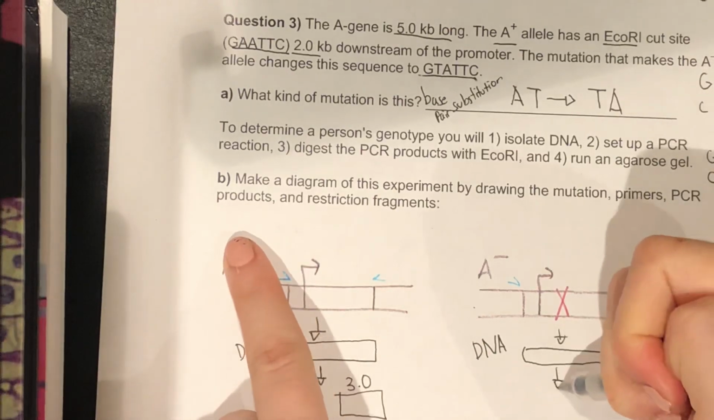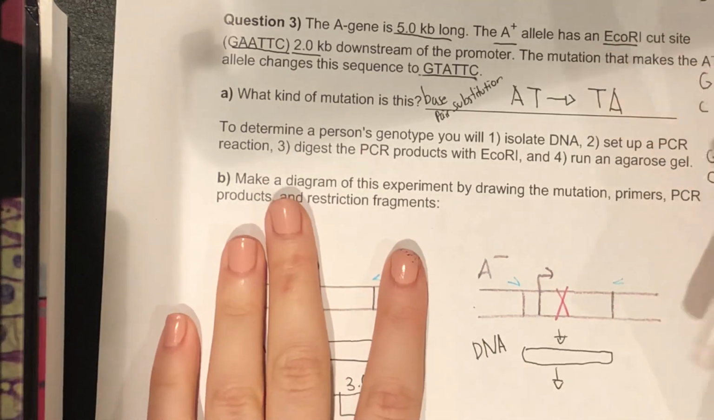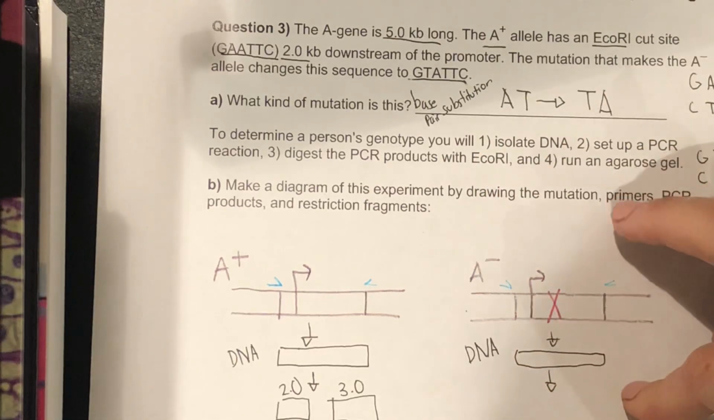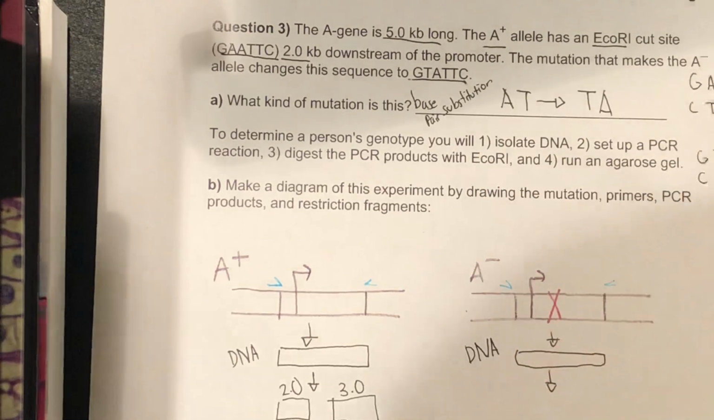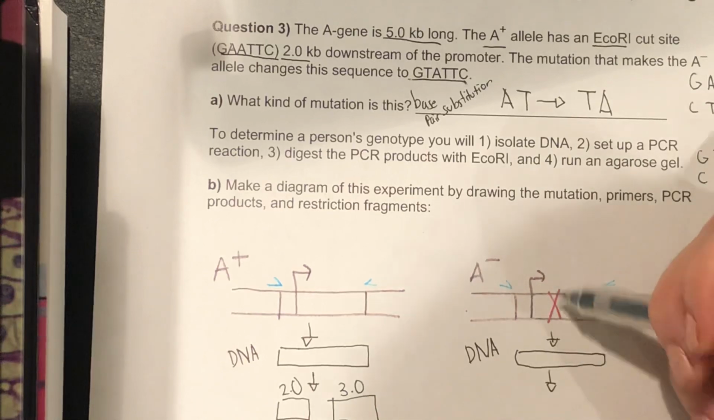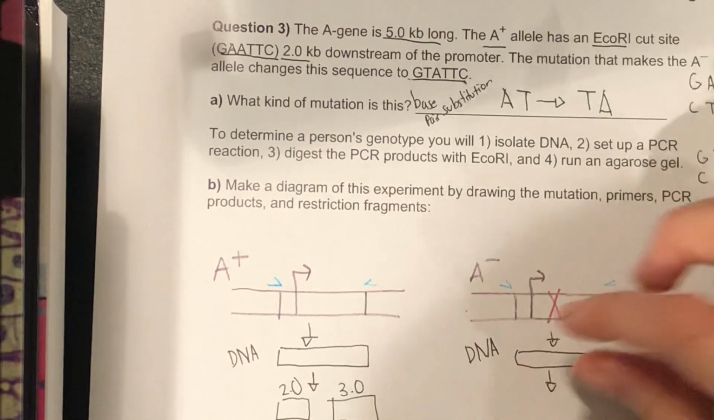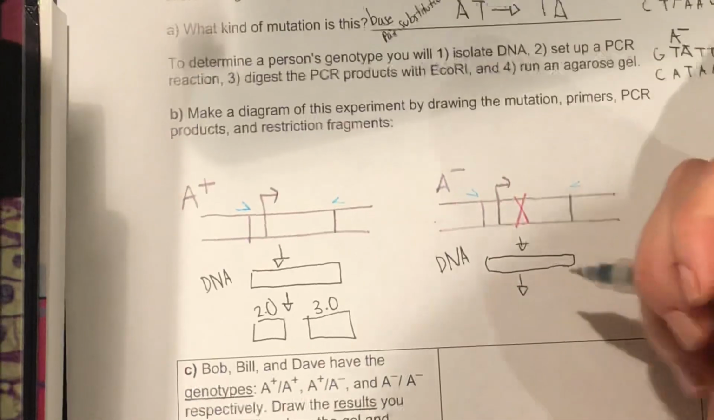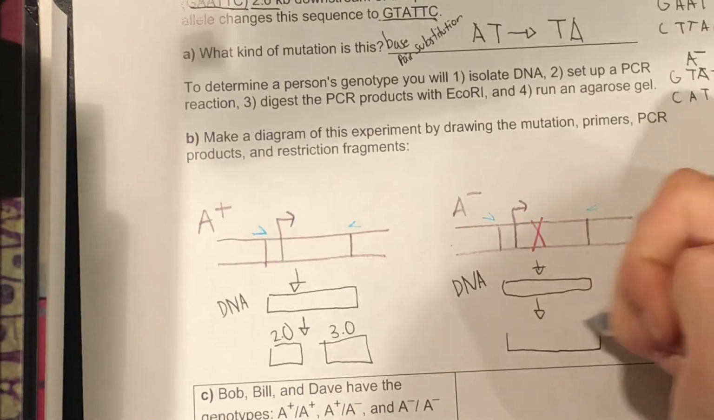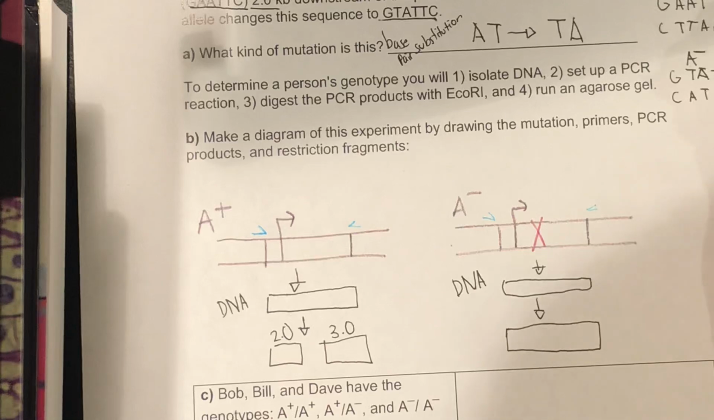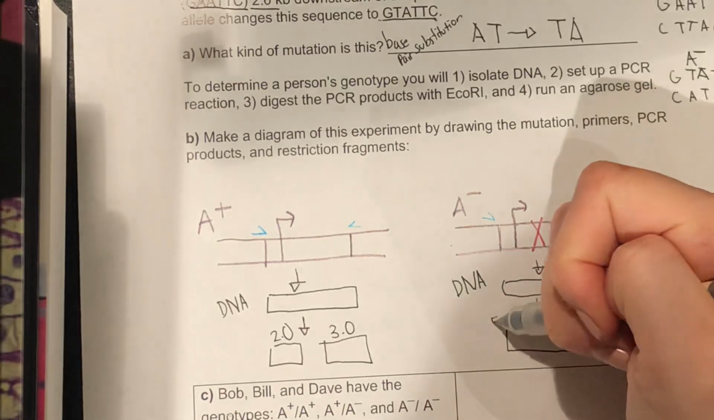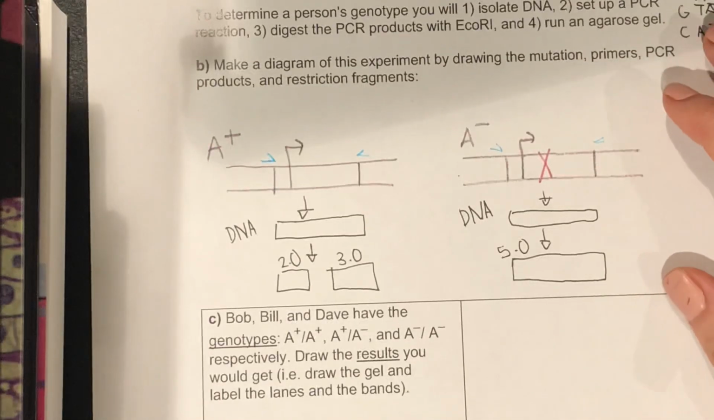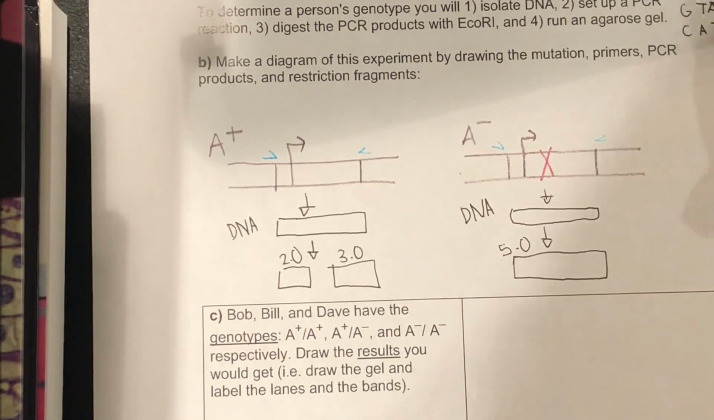So when we add EcoR1, our restriction enzyme in this case, because we have this mutant sequence within our A gene, the restriction enzyme won't be able to recognize it. And so we'd have a DNA molecule, but it's not going to be cut, so it's going to be the exact same as the original size. So hopefully that made sense.